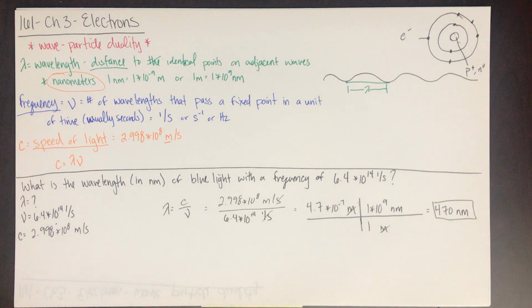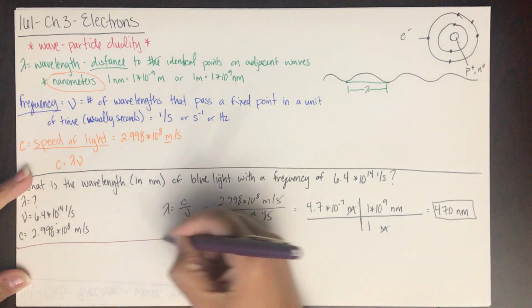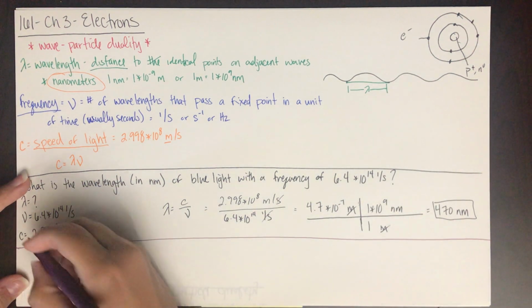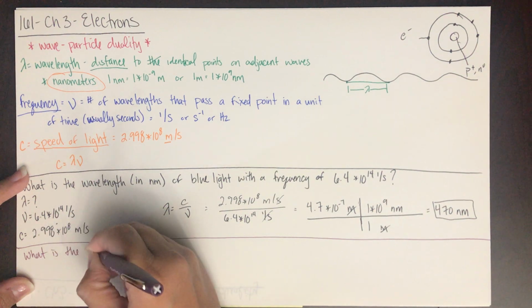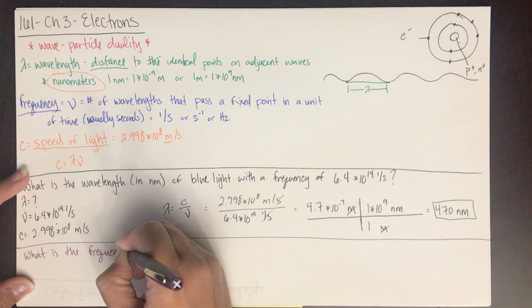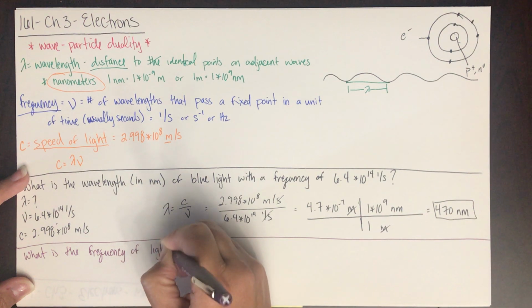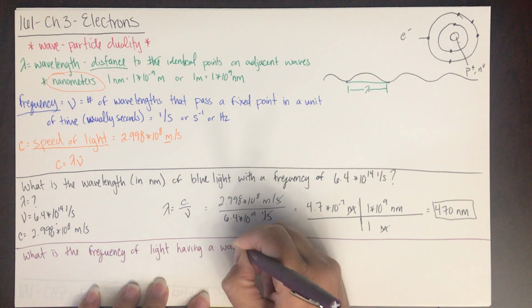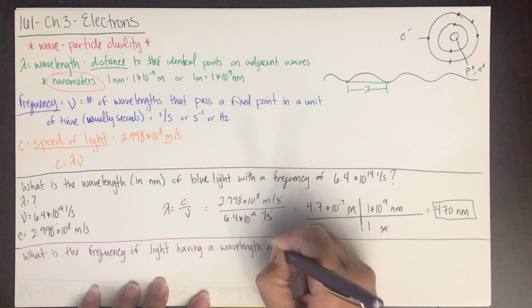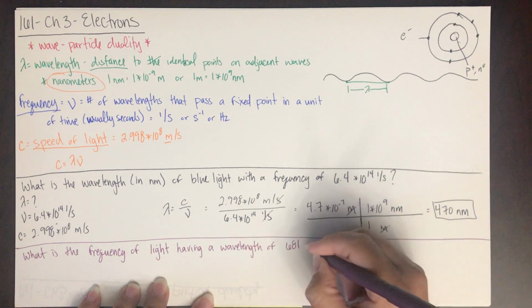Let's do an example where we're solving for frequency when we are given the wavelength. Okay, so let's say, what is the frequency of light having a wavelength of 681 nanometers?